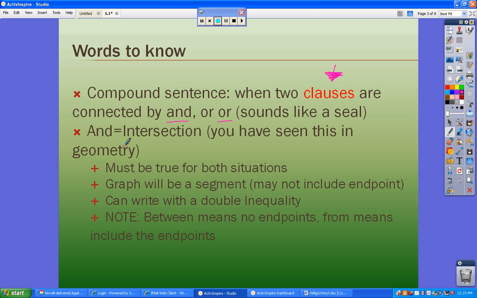And first, let's talk about and for a second. This is intersection. Do you remember this from geometry? The symbol looked like this. I always said it looked like a closed cup when I taught geometry. It has to be true for both situations to be considered part of the intersection.